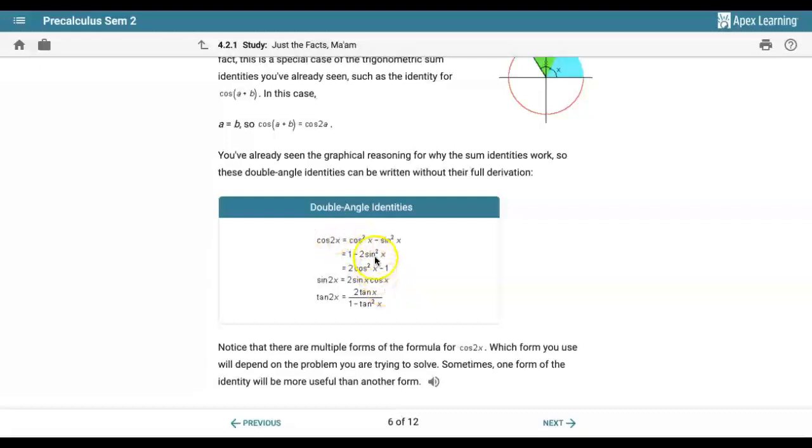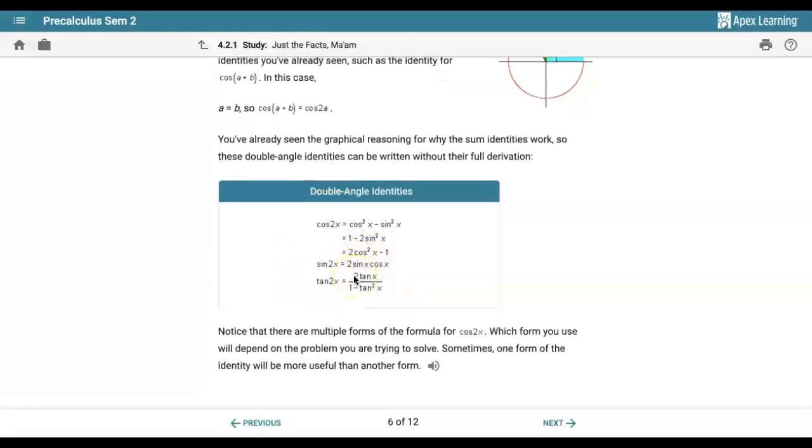And if we follow through with similar proofs for sine and tangent, we are left with those expressions that you can see. So we can do that as well. Obviously here, we notice that there are multiple forms for cosine 2x, and all of those forms will work. Which form we use, of course, depends on the problem we're trying to solve.